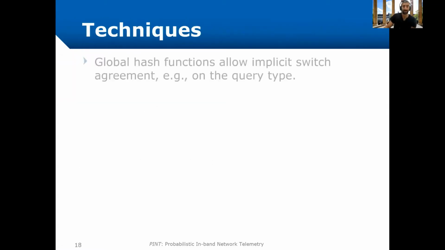What are our techniques here? So we use global hash functions, and we use them everywhere, including the algorithms. For example, if we run multiple queries concurrently, like maybe congestion control and path discovery, we want the switches to implicitly agree what type of query they should run on the current packet.